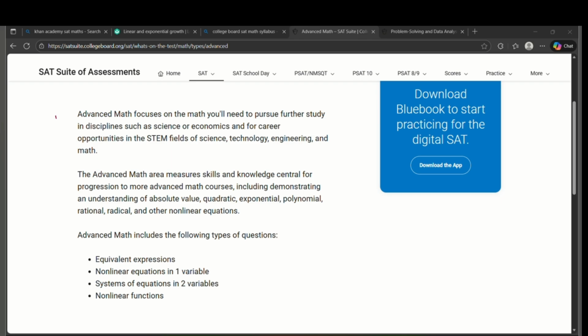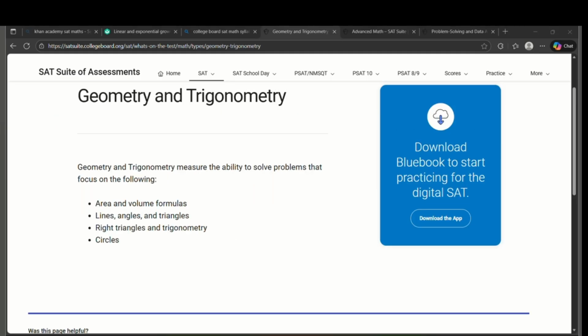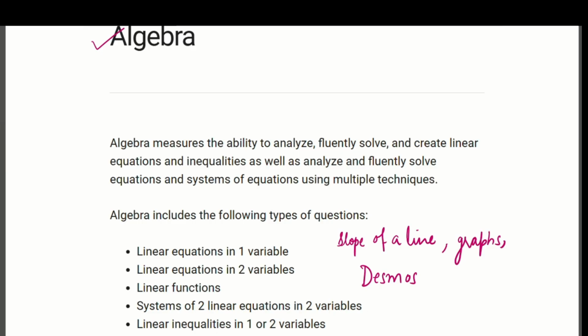The third topic is advanced mathematics, in which they are going to ask you questions about equivalent expressions, non-linear equation in one variable, system of equations in two variables, non-linear functions. So different types of questions: quadratic equations, exponentials, polynomials. Then there is a fourth part called geometry and trigonometry. Here they are going to ask you questions about area and volume formulas, lines, angles and triangles, right triangles and trigonometry, and circles. So these are the four parts that you have to cover for the SAT math syllabus.